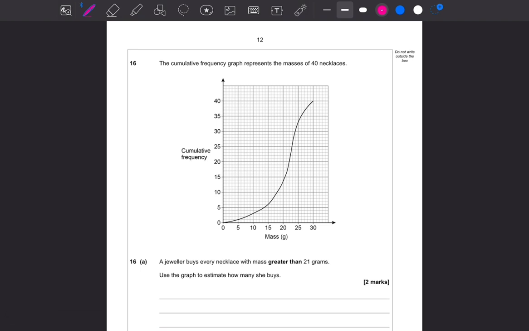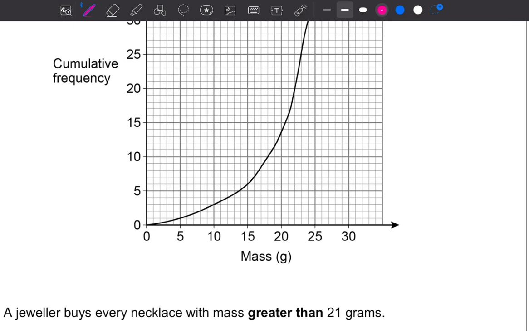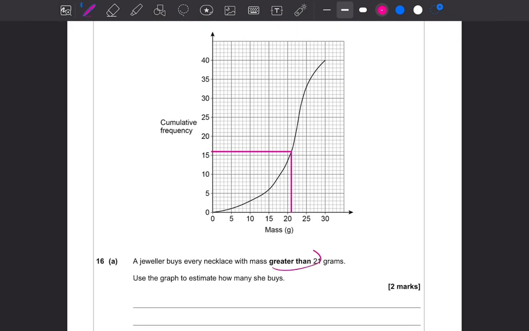A cumulative frequency graph represents the masses of 40 necklaces. A jeweler buys every necklace with a mass greater than 21 grams. Use the graph to estimate how many she buys. So we want to draw a line up at 21, and then draw a line across from there. That gives us 16. But she's buying all the ones that are greater than 21. So we want to do 40 minus the 16 to get how many are above that, which is going to be 24.